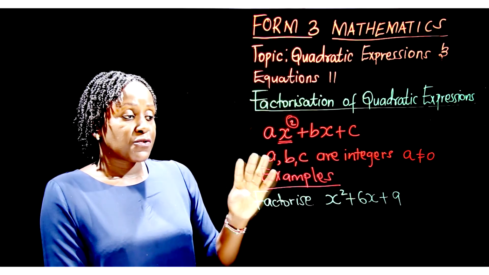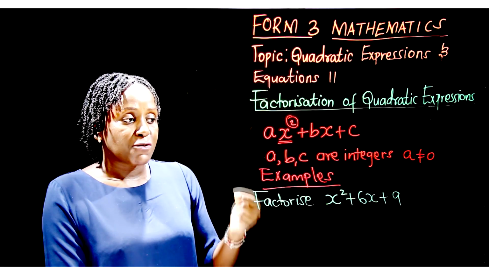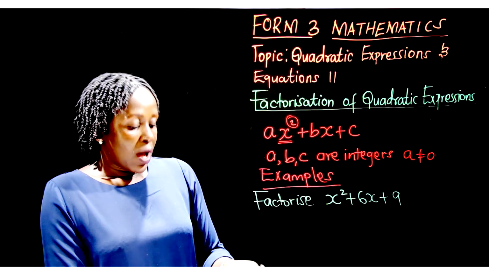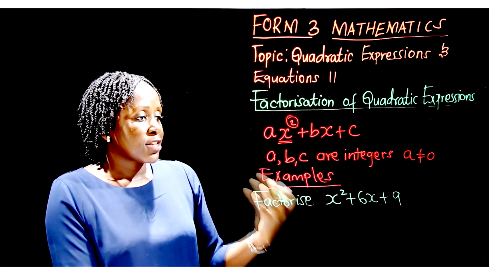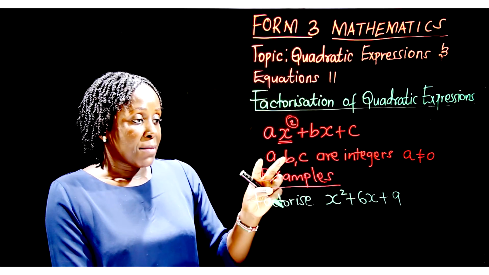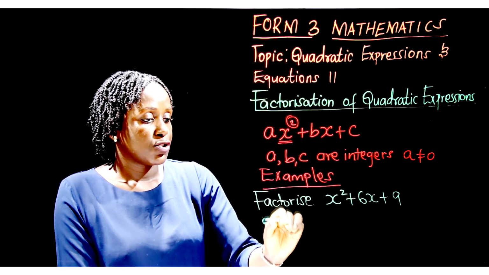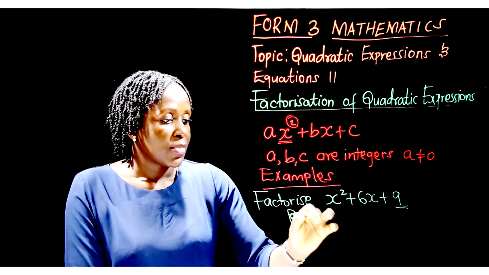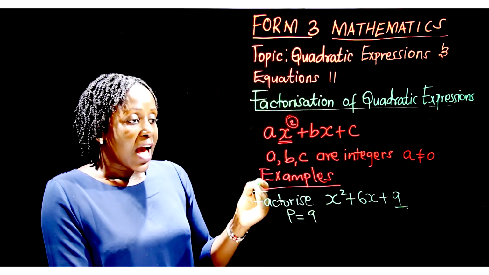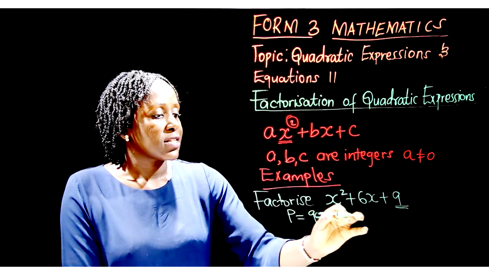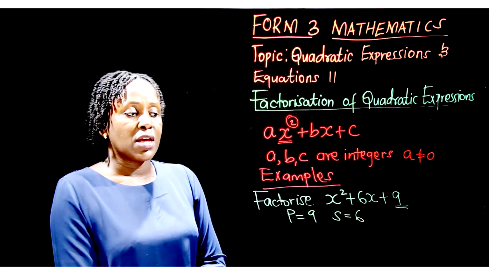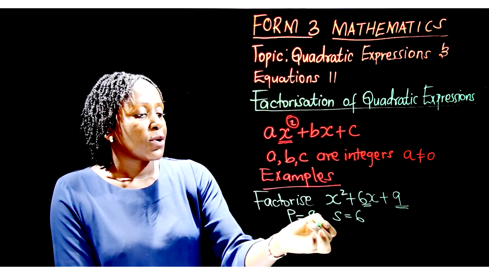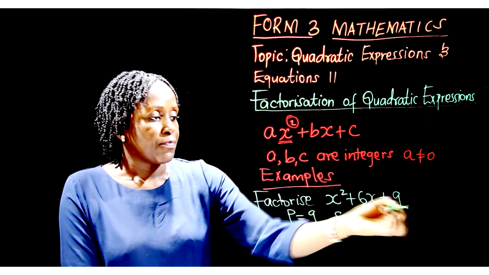So for us to create 4 terms, we will have to break 6x into 2. How you do that is by asking yourself, which 2 numbers can you multiply to give you a product of 9, the value of c, and the same numbers add to give you a sum of 6. So the sum is derived from this value and the product is derived from this value.